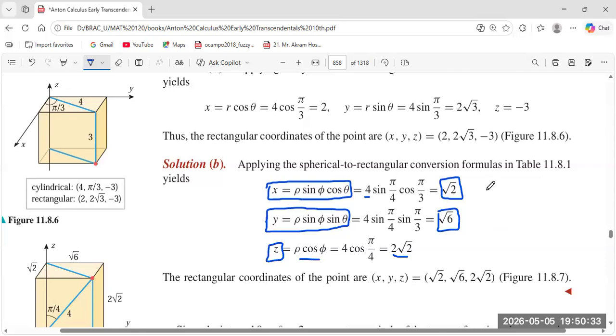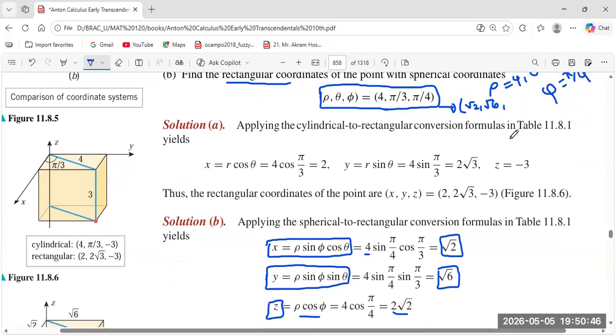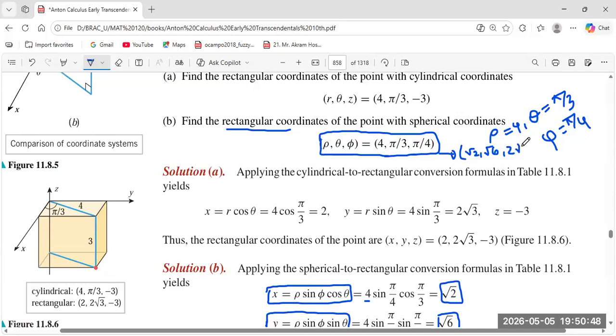So the corresponding rectangular coordinates of this point are x is root 2, y is root over 6, and the z quantity is 2 root 2. That is, the point is in our first octant.